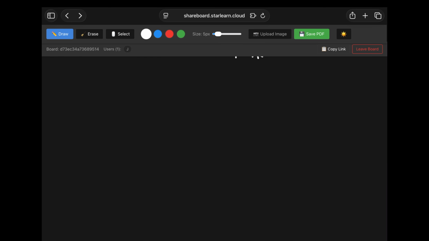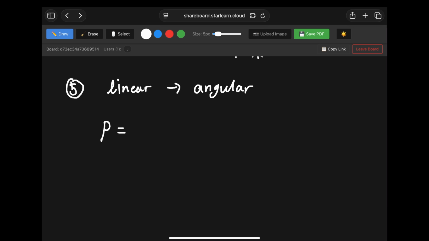Okay. All right, let's look at the final misconception. Translating from linear to the angular space. Now, this is very difficult because you have to be able to convert linear space into angular, and they're not exactly equal all the time. So let's think about momentum. Momentum is equal to mv.